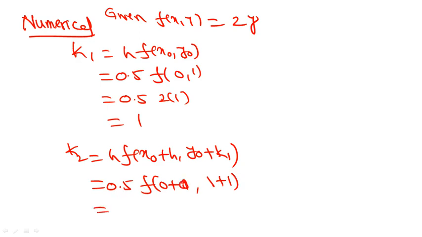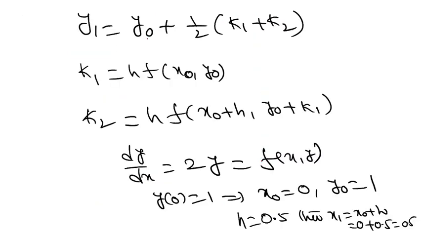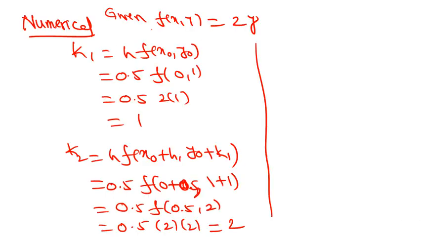H is 0.5, sorry, H is 0.5. So 0.5 into f of 0.5 comma 2, so that is 0.5 into 2 into 2. This will be 4 into 0.5, that will be 2. Okay, now replace y1 here.